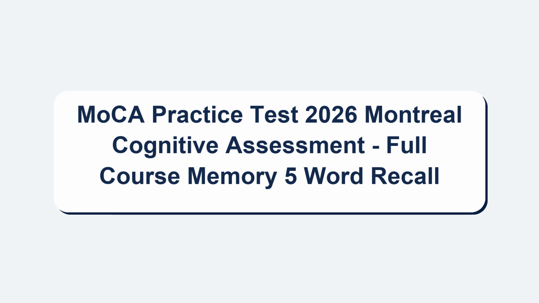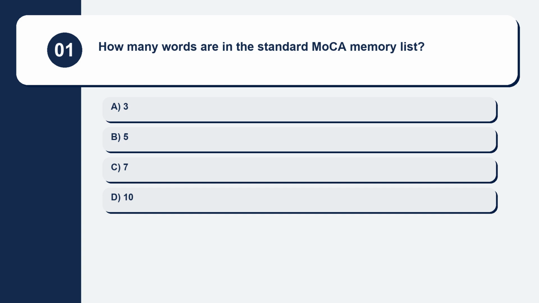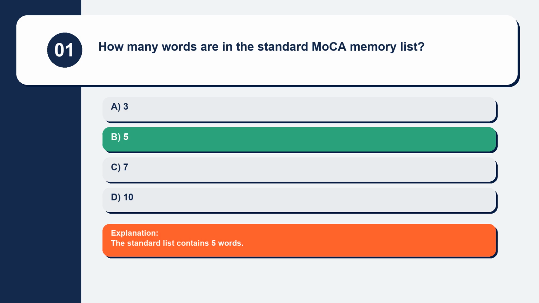MoCA Practice Test 2026, Montreal Cognitive Assessment, Full Course: Memory 5-Word Recall. Question 1. How many words are in the standard MoCA memory list? 3, 5, 7, 10. The standard list contains 5 words.